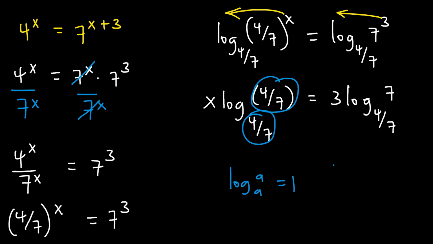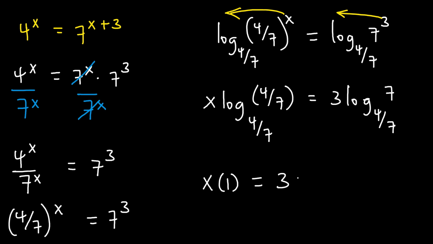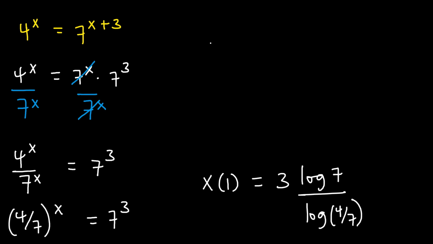Similarly, if you have, let's say, log base a of b, this is the same as log of b divided by log of a. So we shall have x times 1 equaling 3 times log of 7 divided by log of 4 divided by 7. And if you put this in the calculator, you'll get x approximately negative 10.43.